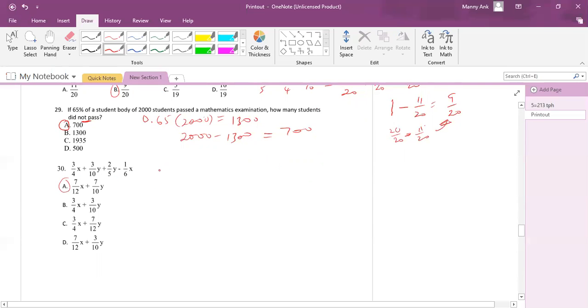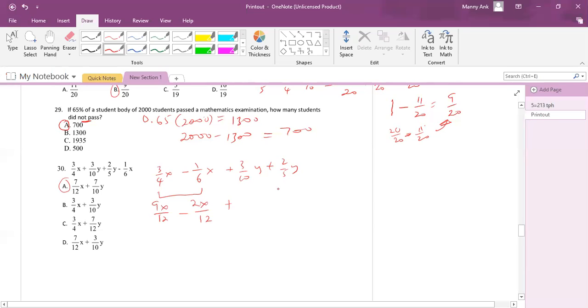Here you have to combine the like terms, right? Like terms, you have 3 over 4x and 1 over 6x. You're going to subtract that. And then combine 3 over 10y plus 2 over 5y, like terms. Since they are fractions, you need the LCD to combine like terms. So for this and that, LCD will be 12. So we're going to write each of them with LCD of 12. This is times 3, so I multiply the numerator by 3, so I have 9x. This is times 2, so I multiply the numerator also by 2, so I have 2x here.